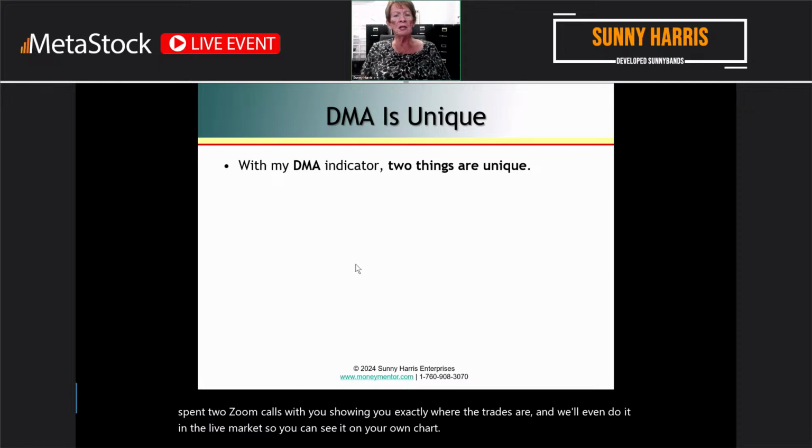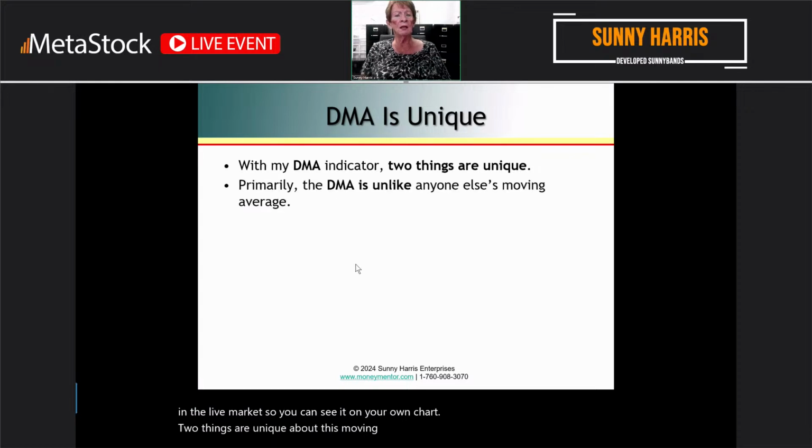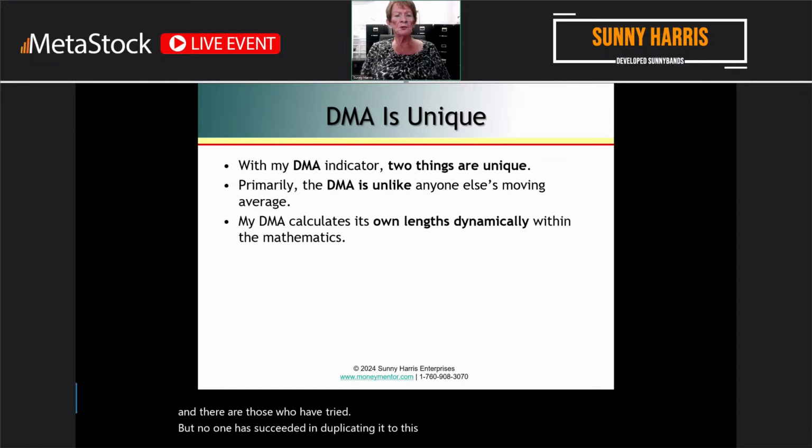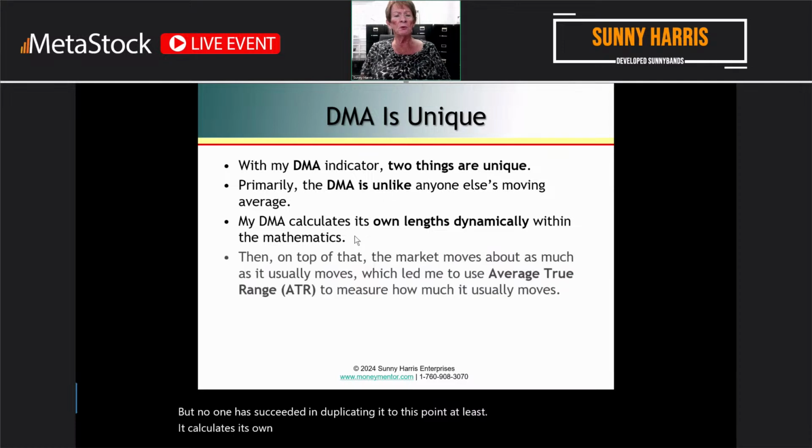Two things are unique about this moving average. It's unlike anyone else's moving average. And there are those who have tried, but no one has succeeded in duplicating it to this point, at least. It calculates its own lengths dynamically within the mathematics of the program. And since markets move about as much as they usually move, I decided to use average true range to measure how it usually moves.